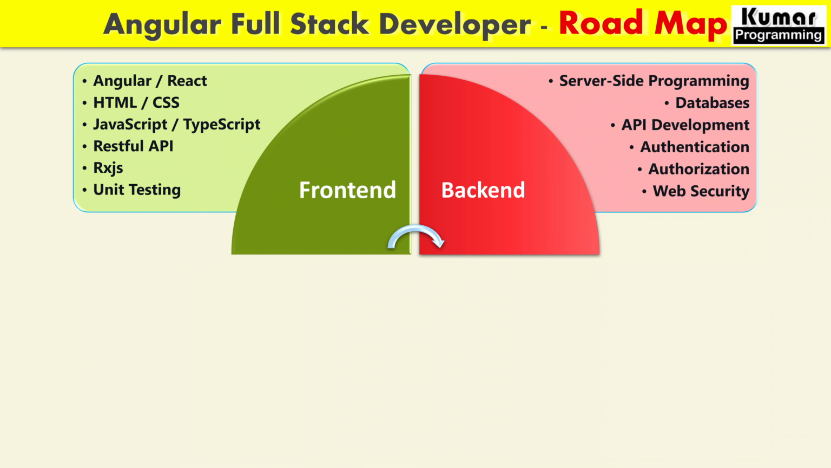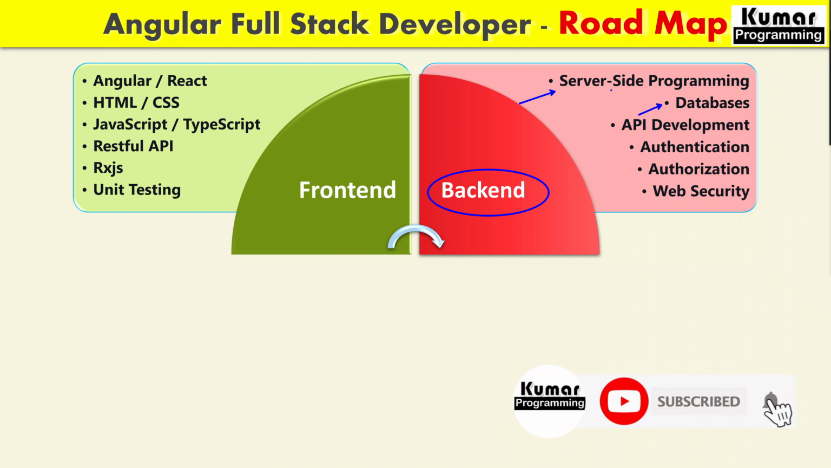Now the next thing is backend. Whenever we are talking about the backend, there are two things. First one is the backend API, and the second one is the database. For the backend API, you must be aware of one server-side programming language like Node, Java, PHP, .NET, Python, anything that you prefer. But you should have very good, in-depth knowledge of that programming language. And second, you should have good knowledge of databases, at least one SQL and one NoSQL.